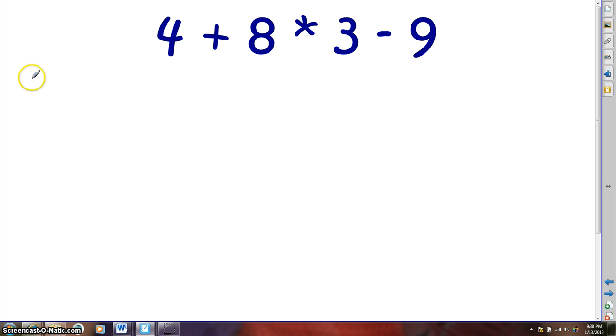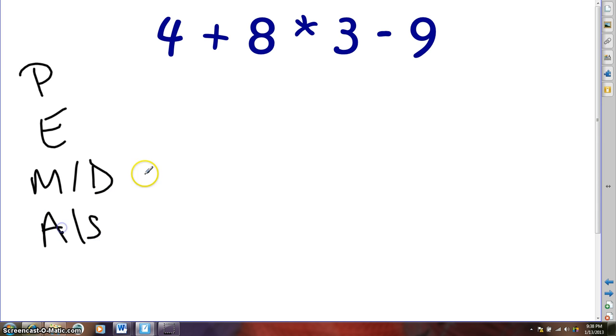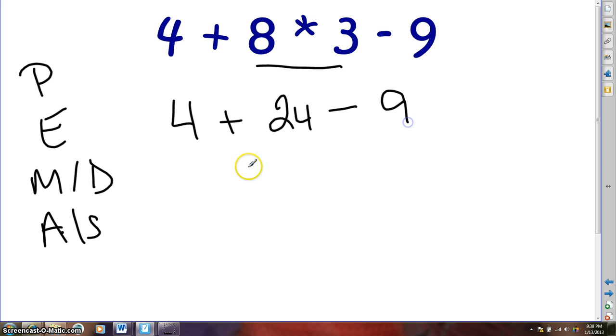Let's take a look at another one. And if we look at our PEMDAS, and again, we don't have any parentheses, we don't have any exponents. So our third level is multiplying and dividing, and we have an 8 times 3. So the rest of the problem we leave the same. So it's 4 plus our 8 times 3 is 24. And then we work our way. We're done with our multiplying and dividing. All we have left is addition and subtraction. We start on the left and we move to the right. So 4 plus 24 makes 28. Minus 9 makes 19.